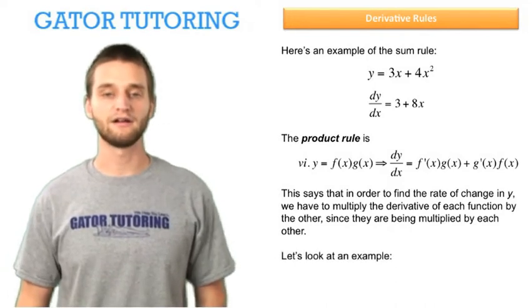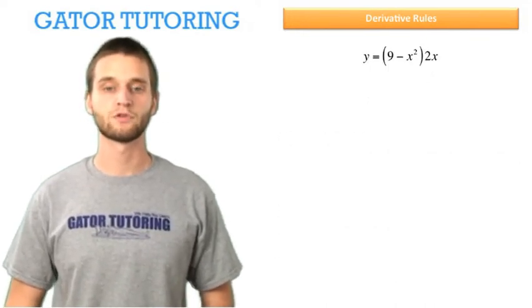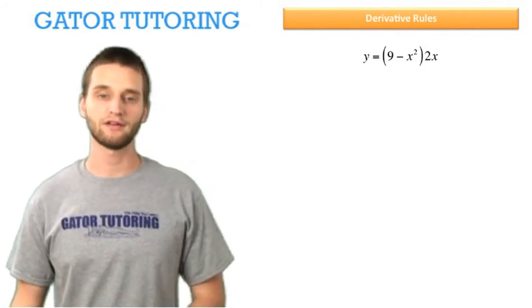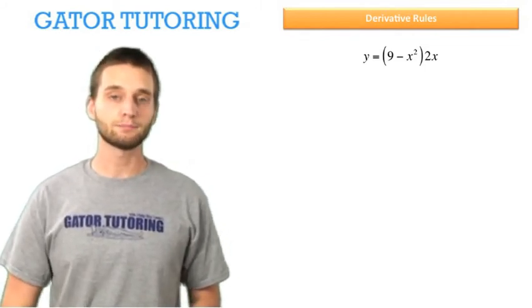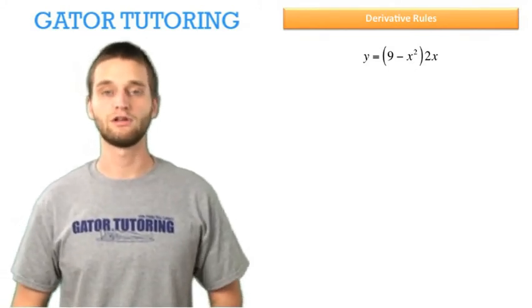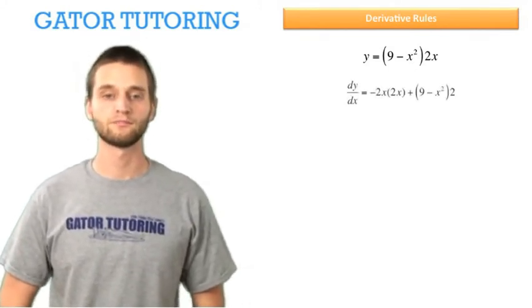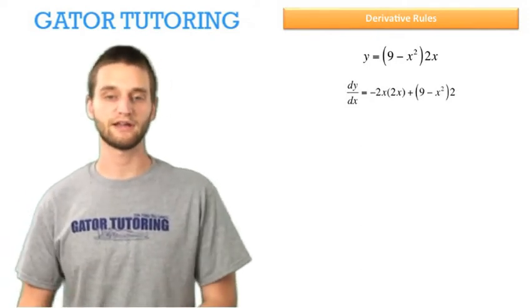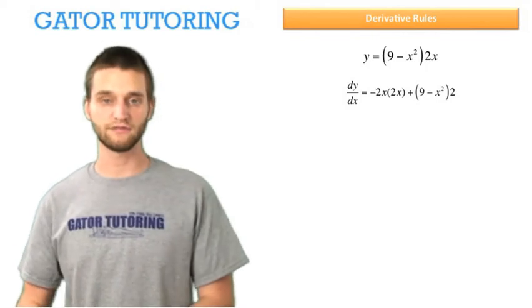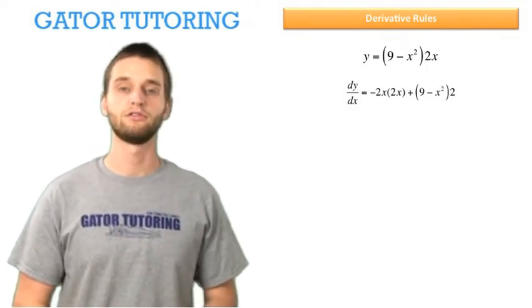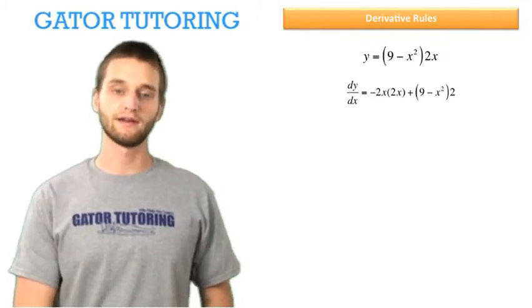So let's look at an example of the product rule. If y equals 9 minus x squared times 2x, well, here we see that y is a product of two functions, 9 minus x squared and 2x, so we can use the product rule. The derivative, again, is the derivative of the first times the second, the derivative of f of x times g of x, plus the derivative of the second times the first, the derivative of g of x times f of x.